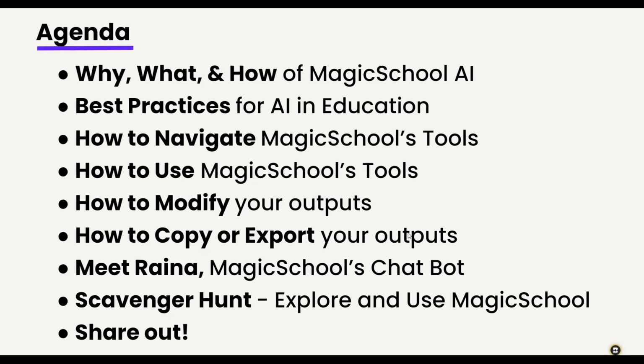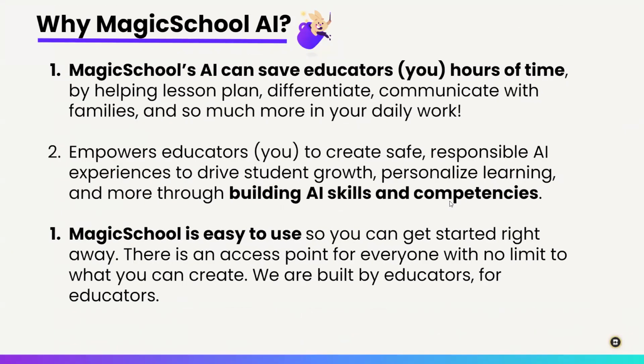And we're going to meet the artificial Raina as opposed to the real Raina that is actually in this room. But the artificial Raina is Magic School's specific chatbot that was built just for them. It is trained on educational data, so it's a little better than just going to a regular AI and using just any old AI, because this one is tailored for education. And then you're going to have some time in a scavenger hunt to play around with the tools and find things that would be beneficial for you.